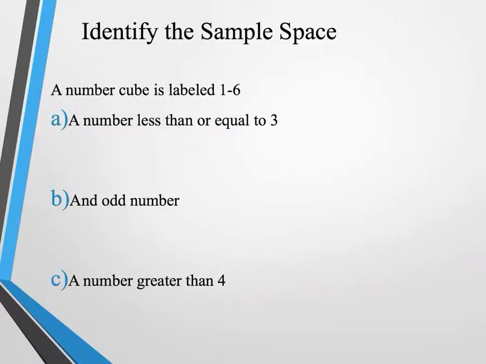We want to identify the sample space. Now remember, sample space is a set of all possible outcomes of an event. So we have a number cube, also called a die, or dice for the plural. A die is labeled 1 through 6. So we have a normal game dice. Now, we want to know what's the sample space of a number less than or equal to 3.